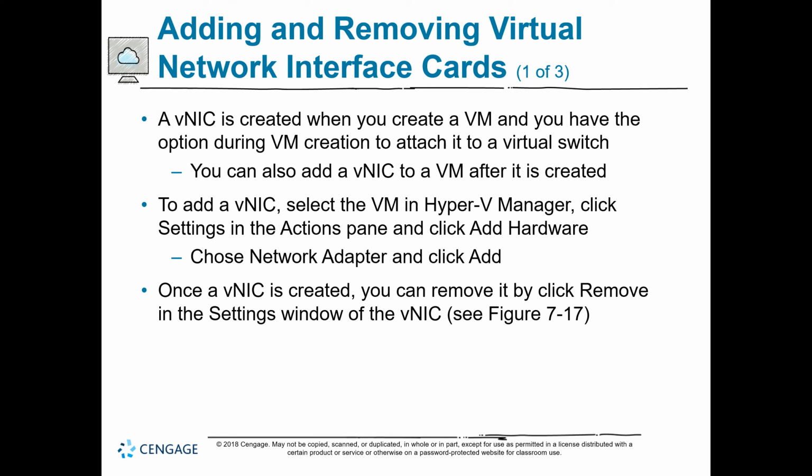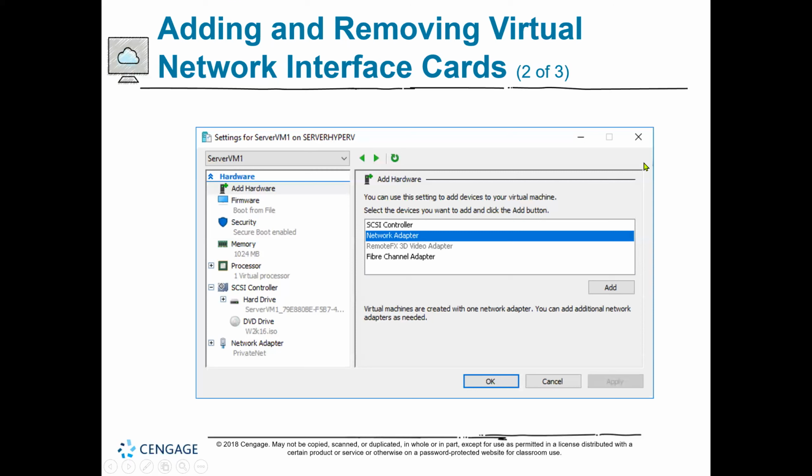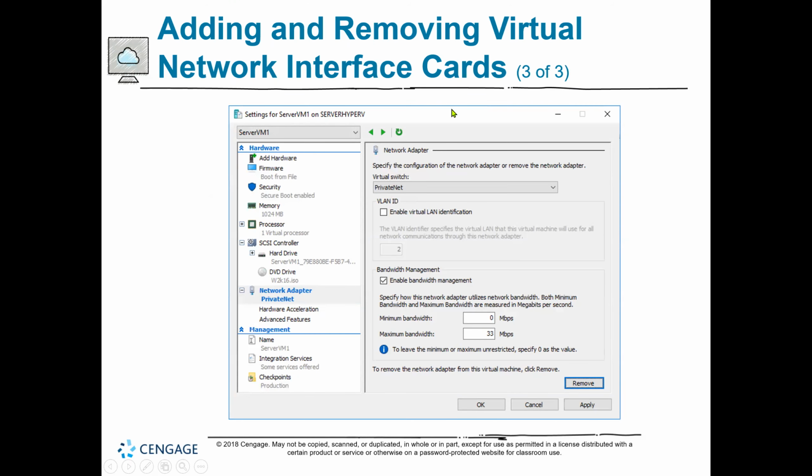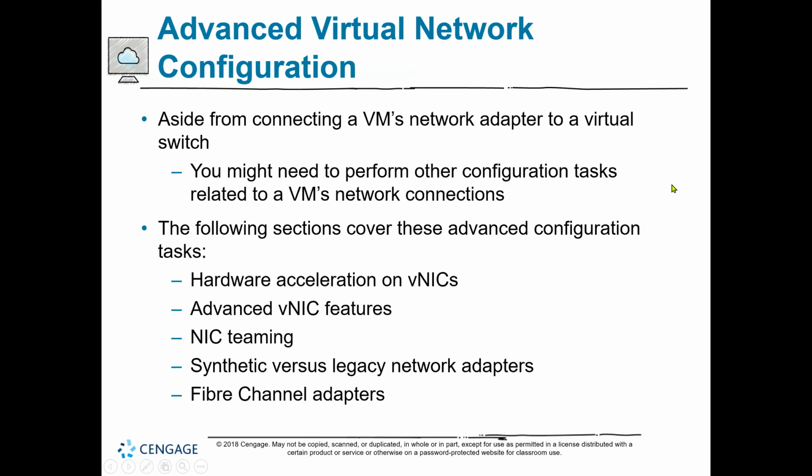So it's very similar to doing it with the physical one, except instead of searching for the physical hardware, you just add it this way. Once a VNIC is created, you can remove it by clicking Remove in the Settings window of the VNIC. So here's your Add Hardware screen, and you select your network adapter, and then here you have your network adapter settings.